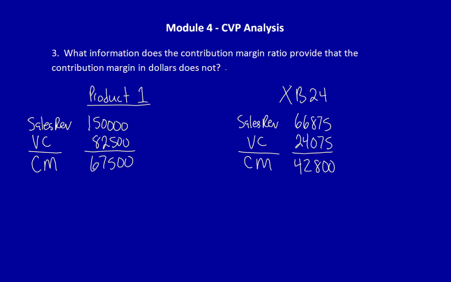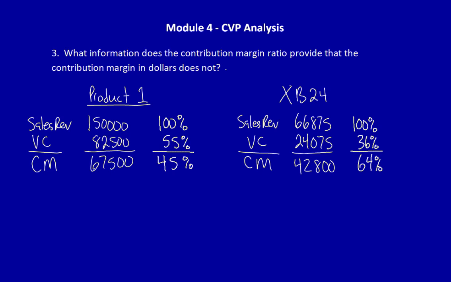Excellent. Now, which product would you choose to continue to produce? Product 1 or XB24? It seems pretty clear, right? Product 1 produces $67,500 compared to $42,800. Therefore, we're getting more money in our pocket through product 1 than we are through XB24. If we have to decide between the two products, it seems very clear that we're going to choose to continue to produce product 1. Now, let's add information about the contribution margin ratio to both of these products.